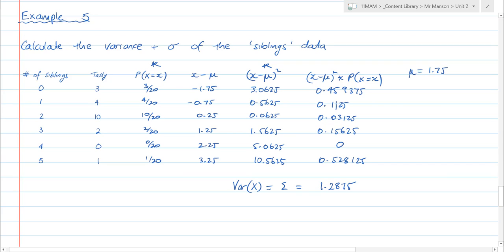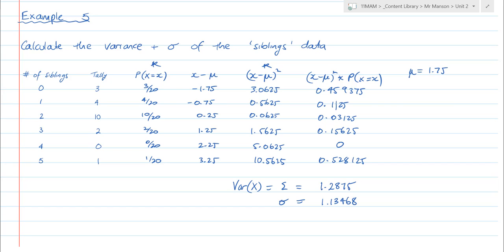1.2875. And so can you do this for me quickly, Reggie, and just do the square root? 1.13468. So actually slightly lower than I expected. I was expecting 1.5, give or take, but still very reasonable.